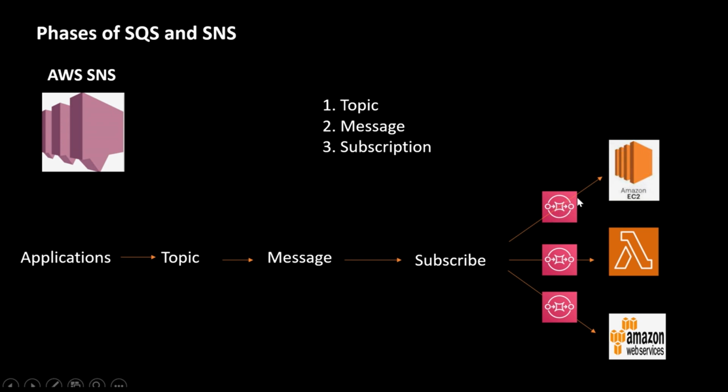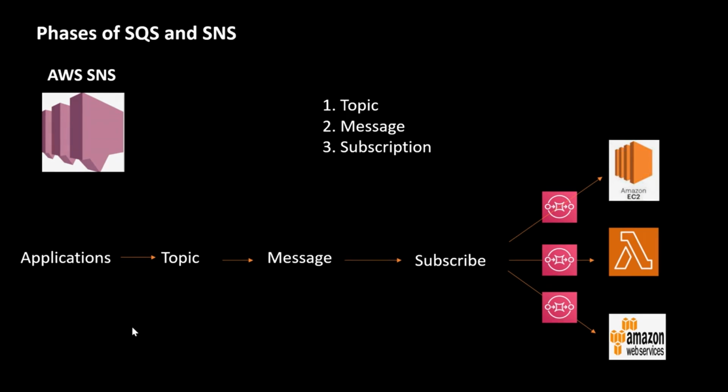But if we introduce SQS here, even if the service is going down, whenever it comes up, it can again retrieve the messages from the queue. And that is one of the biggest benefits of using SQS with SNS. That is the reason we use SQS with SNS, guys.